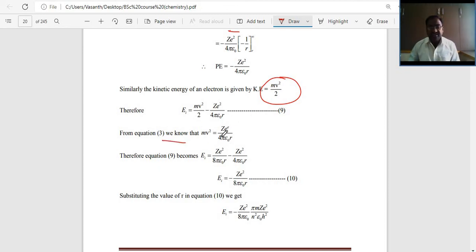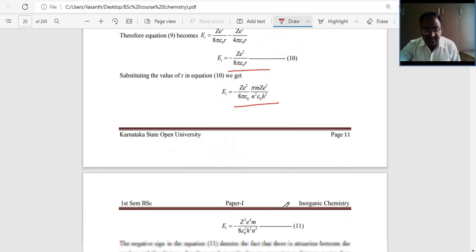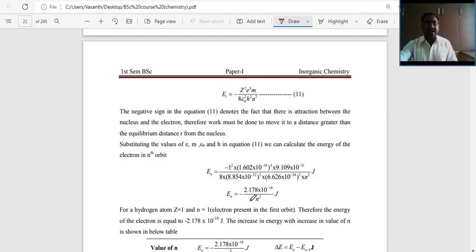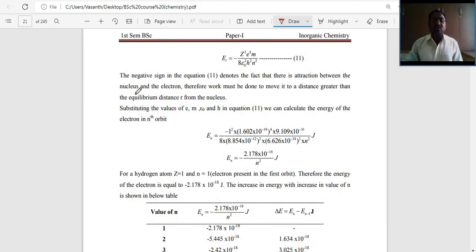Consider equation 3: mv square is equal to ZE square by 4 pi epsilon naught r. These are all the energy of that electron. Substitute all the constant values in these expressions.